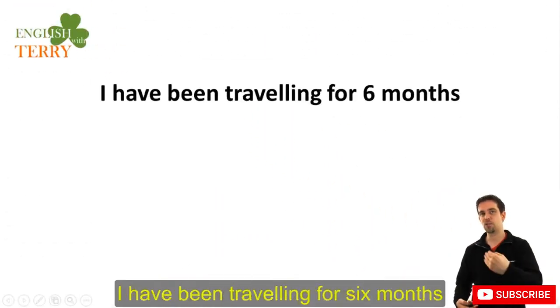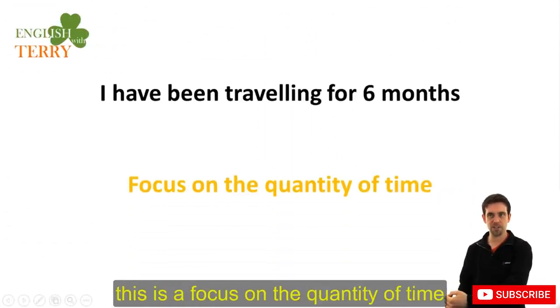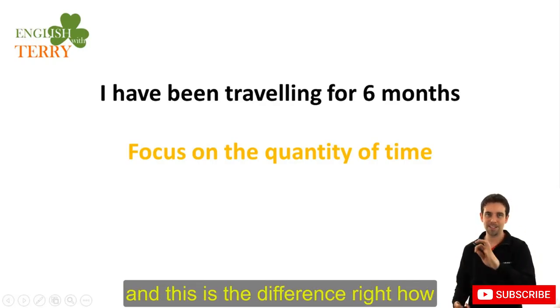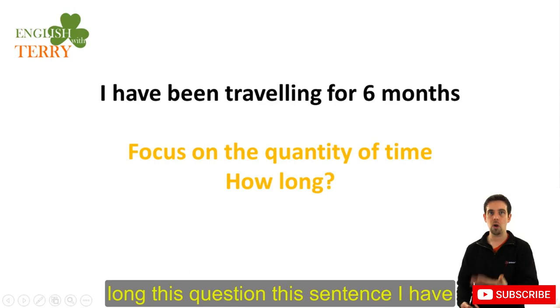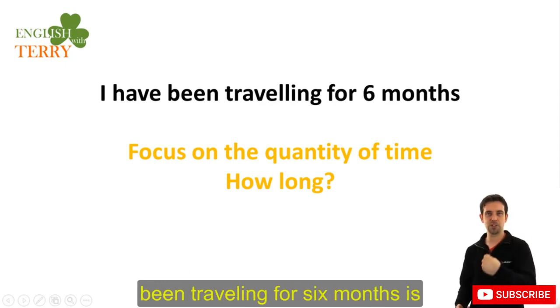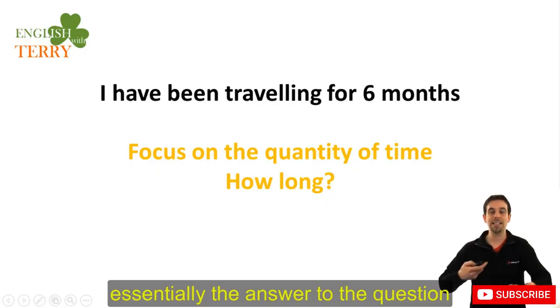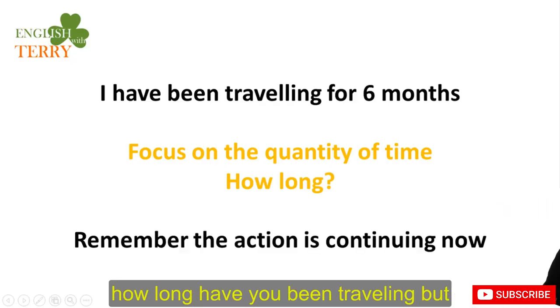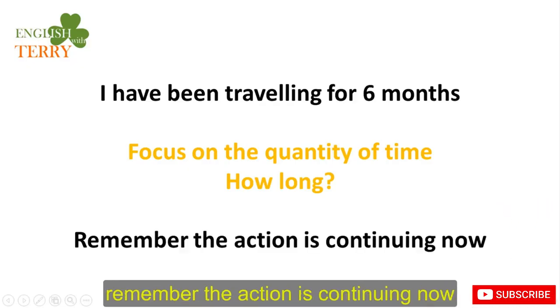I have been traveling for 6 months. This is a focus on the quantity of time. And this is the difference, right? How long? This sentence, I have been traveling for 6 months, is essentially the answer to the question, how long have you been traveling? But remember, the action is continuing now, right?